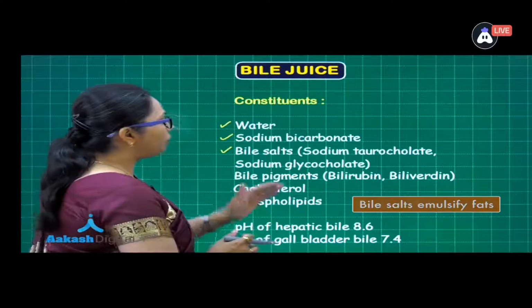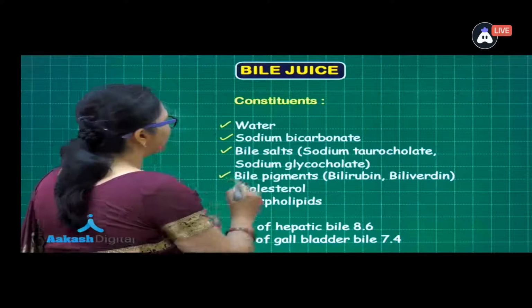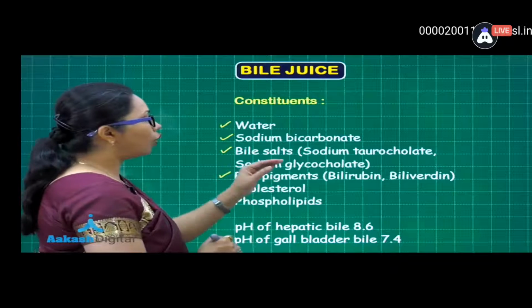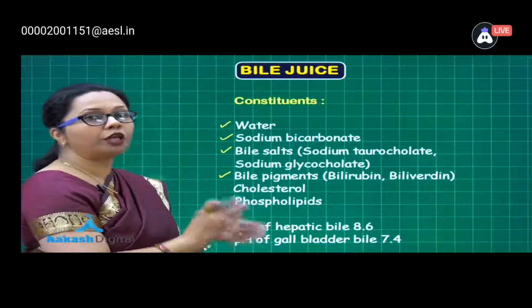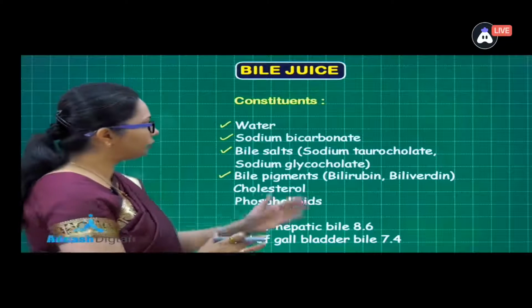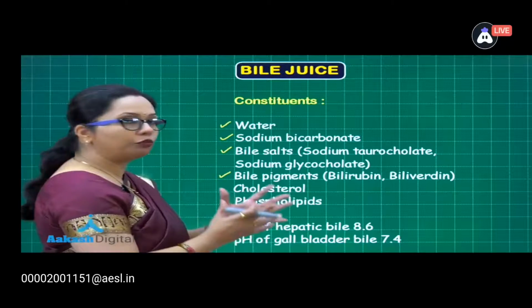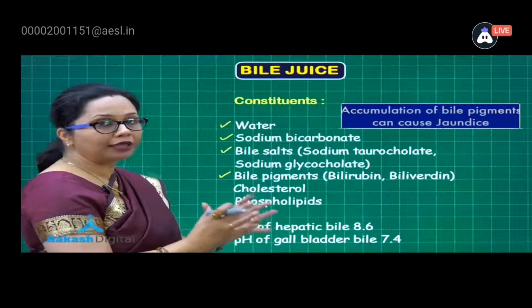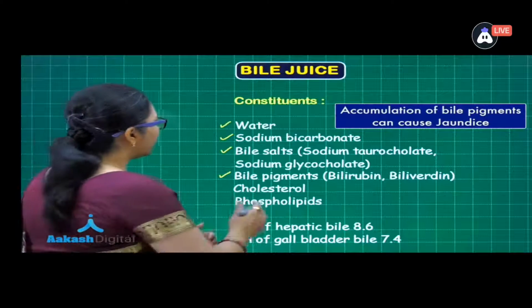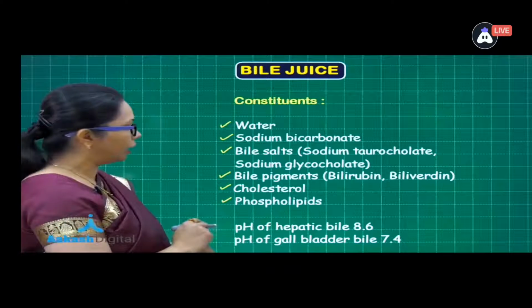Then bile pigments, that is bilirubin and biliverdin, and these are the products of breakdown of the RBCs. In the RBCs it is the hemoglobin which breaks down to form a waste, and that is bilirubin and biliverdin, in which bilirubin is in more quantity, and because of this the bile juice has a golden yellow color. Then there is some cholesterol and a few phospholipids as well in the bile juice.